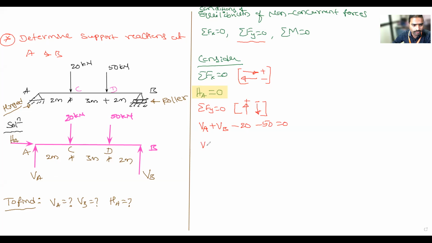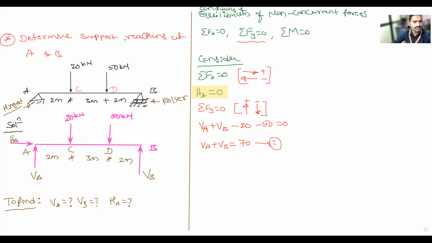It means VA plus VB is equal to how much? It is 70. So this is 70. I will take this as equation number 1. It means there are two unknowns and I have only one equation. I cannot solve this one. Correct?